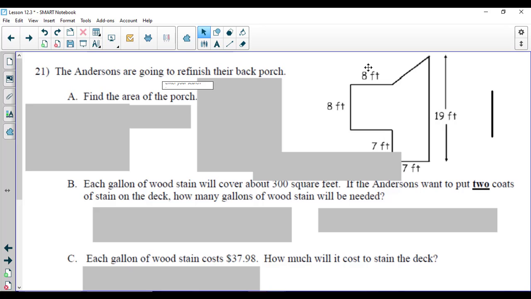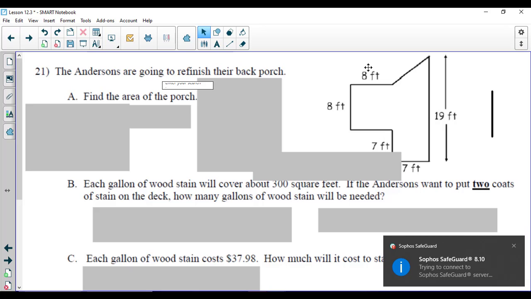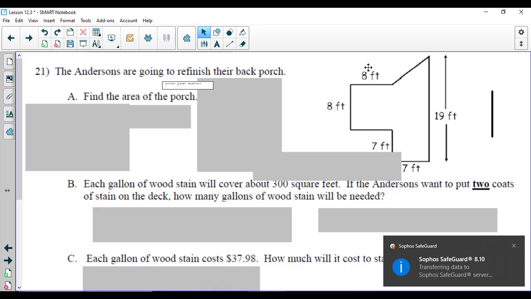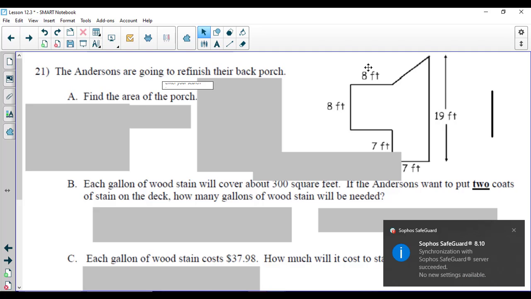I mean, often we have porches, we have decks, we have pools, lots of different architecture that may not be just a square or a rectangle or a perfect circle or something like that. So our first part of this is to find the area of the porch.